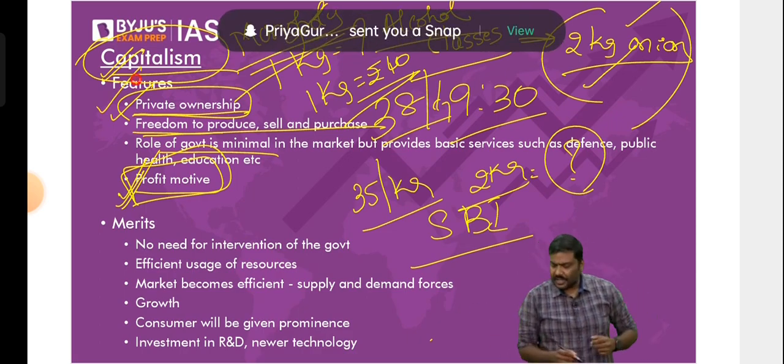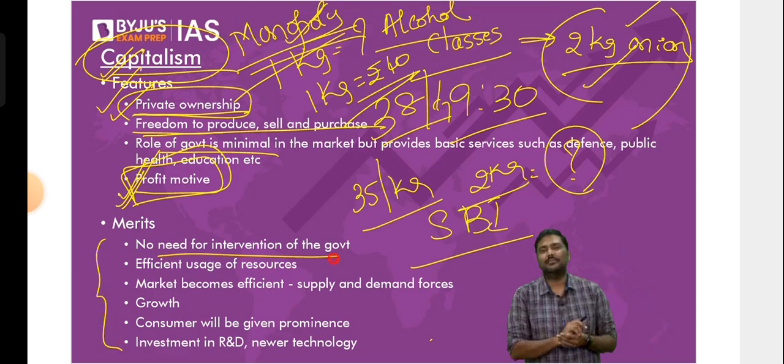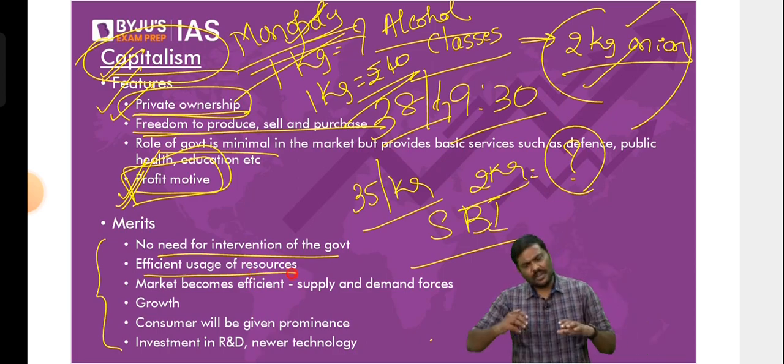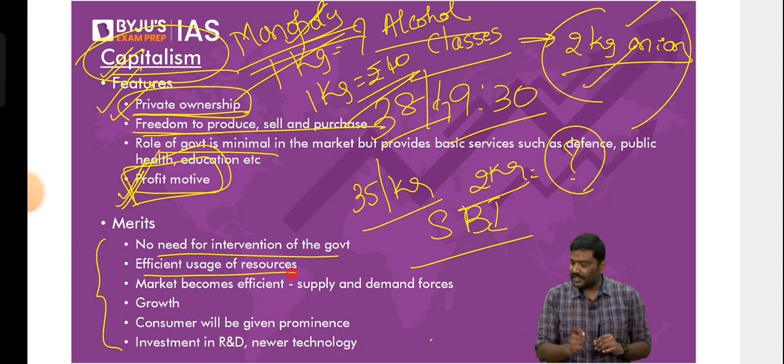Now, what are the merits? The merits of capitalism. One, intervention of the government is lesser. I'll explain why this is a merit. Just give me some time. Second, the resources which are available to them, they will use efficiently. Private sector is always associated with efficient utilization of resources.